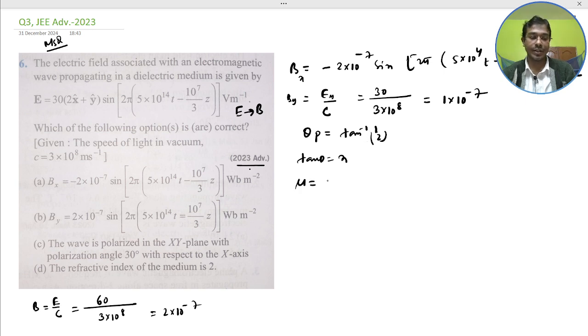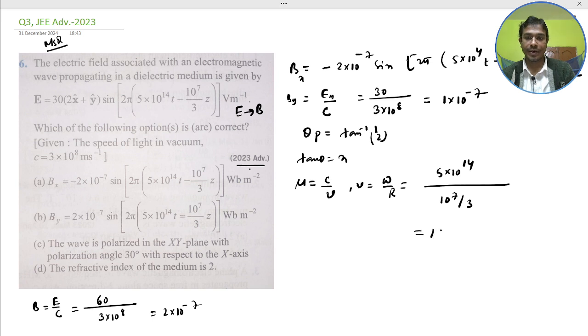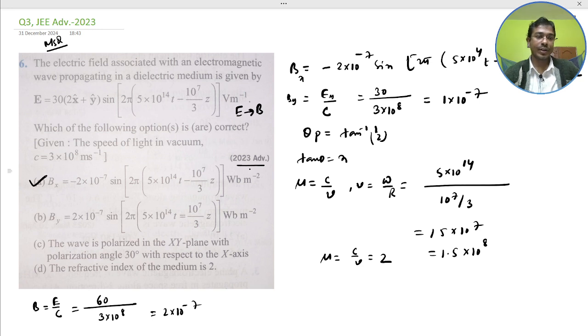And next one, the refractive index, C by V, where V equals omega by k. Just put this value, 5 into 10 to the power 14 divided by 10 to the power 7 by 3. So it would become 1.5 into 10 to the power 7. So mu, that is C by V, would become 2. So I just write here in this form, 1.5 into 10 to the power 8. So A would be correct, we just calculated B x. And the other one, the refractive index of the medium is 2. Mu equal to 2, we just found, so D would be correct. A and D would be our correct answer. This is an MSQ type question, so basically one or more than one answer can be correct.